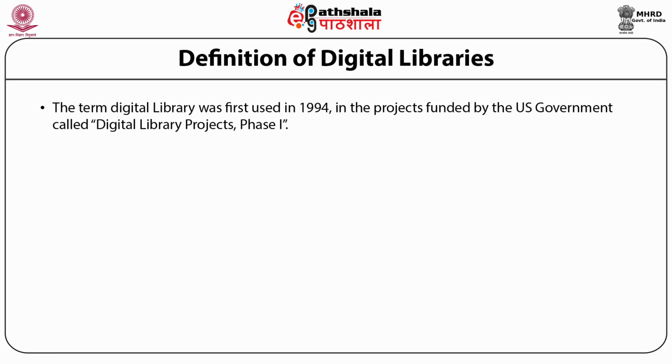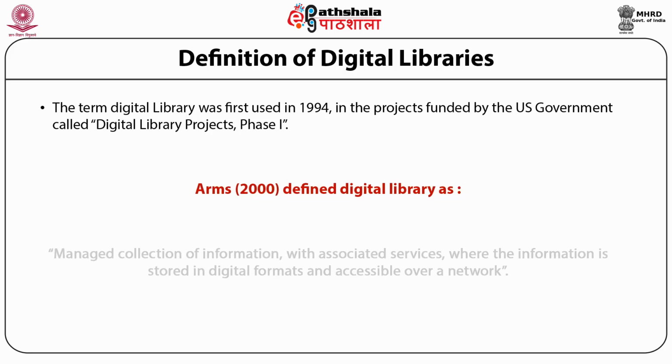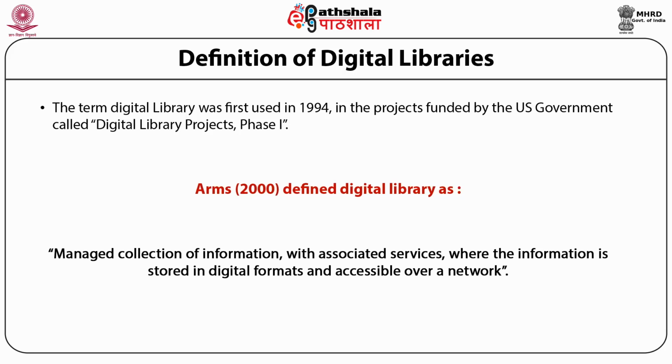The term digital library was first used in 1994 in the project funded by the US government called Digital Library Projects Phase 1. ARPA defined digital library as a managed collection of information with associated services where the information is stored in digital formats and accessible over a network. Please note that the emphasis here is on managed collection, associated services, digital formats, and network.